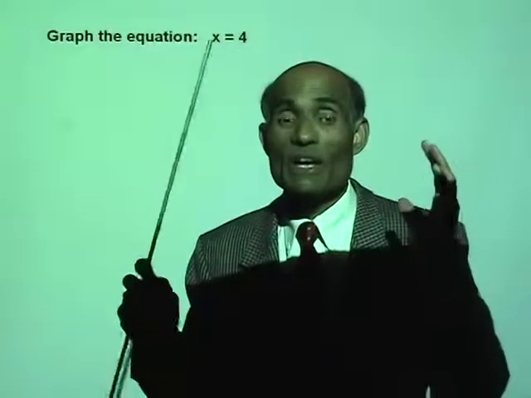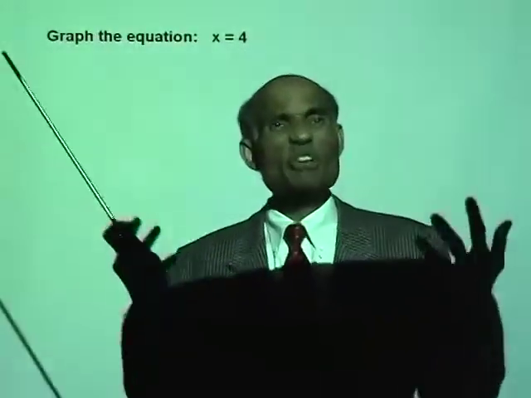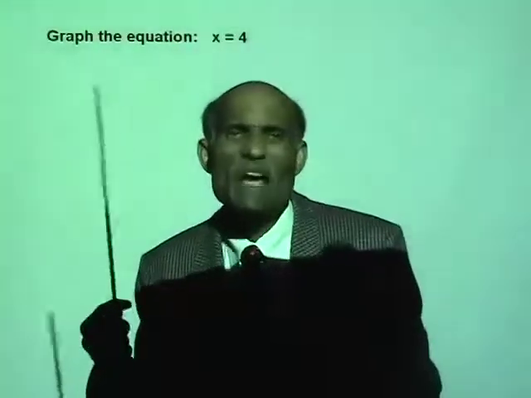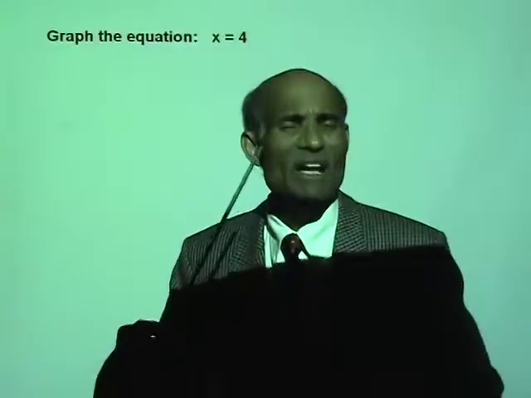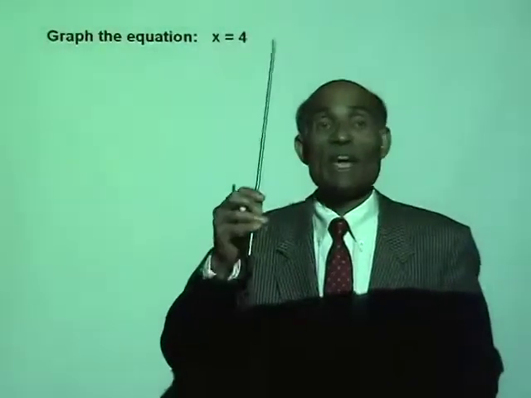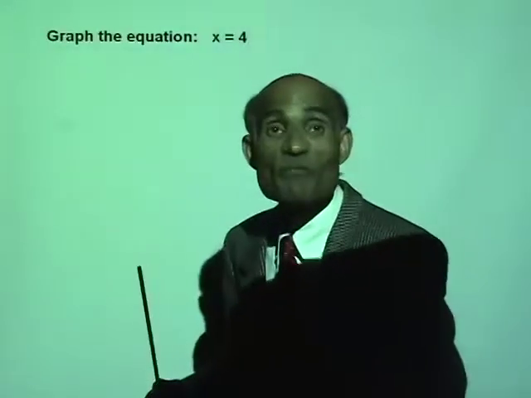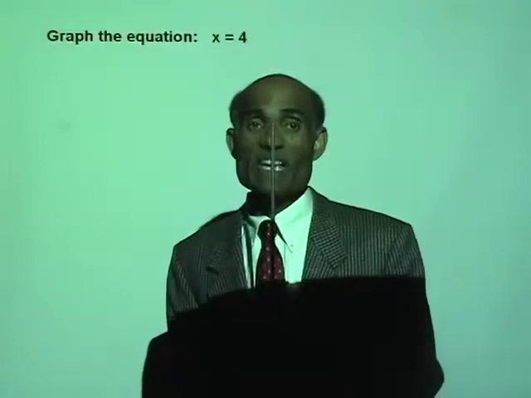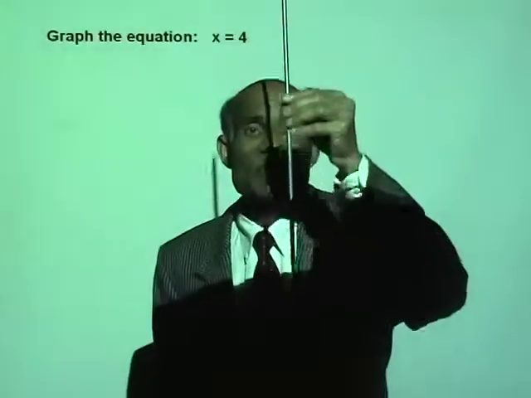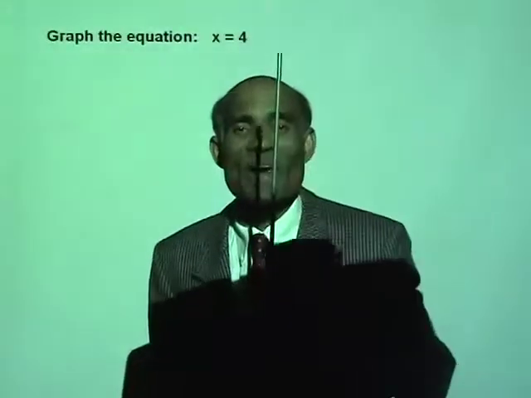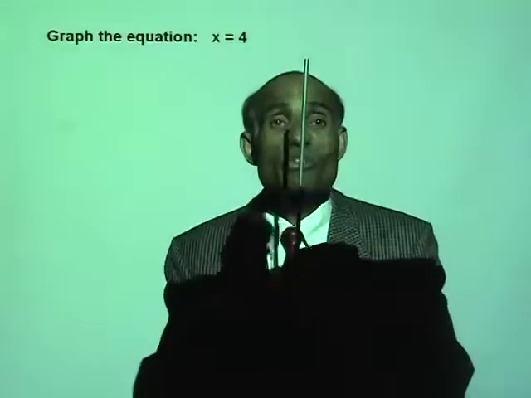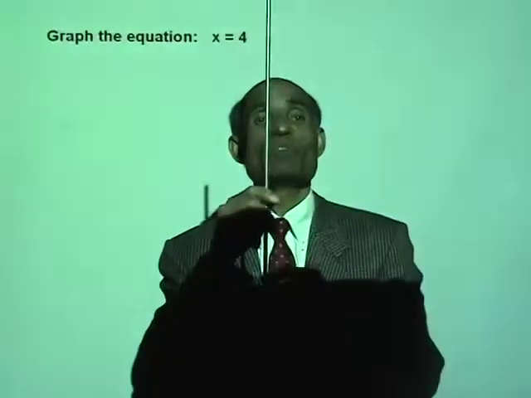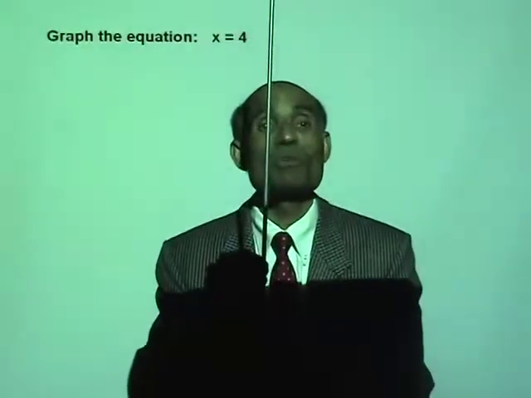It tells me that anywhere you go, x is going to be equal to 4. What kind of a graph is that? Can you visualize what kind of graph that is? X equal to 4 everywhere. Now, remember I told you the equation of the y-axis. What is the equation of the y-axis? X equal to 0. Because anywhere on the y-axis, the value of x equals 0.